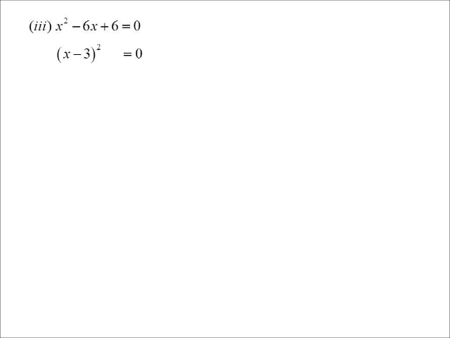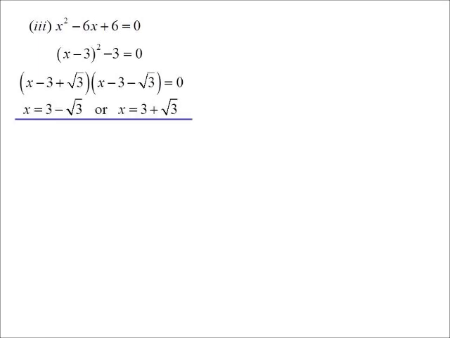But of course, if I was to expand that out, I wouldn't get 6. I'd get 9. So in order to get back to 6, I would subtract 3. And I've now got a difference of two squares. So it factorises to be x minus 3 plus root 3, x minus 3 minus root 3. And now we've got that idea of two things multiplying together to give 0. So either x is 3 minus root 3 or x is 3 plus root 3.